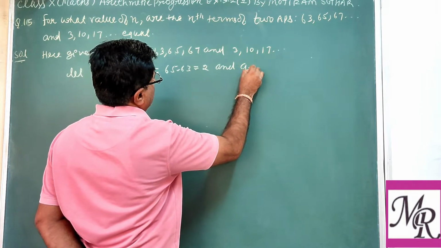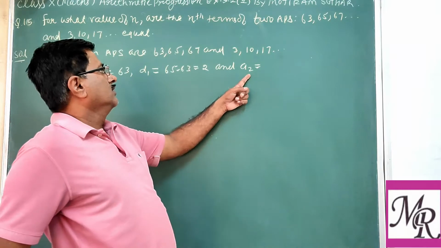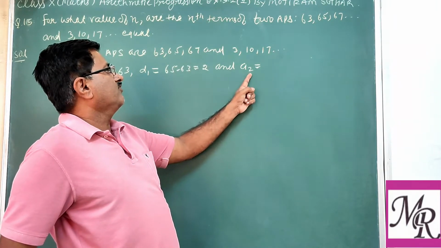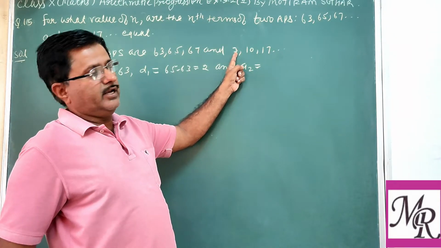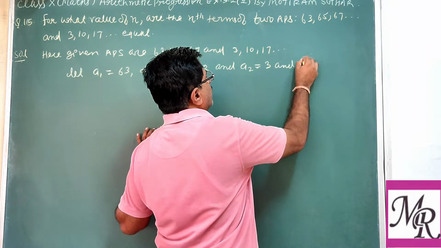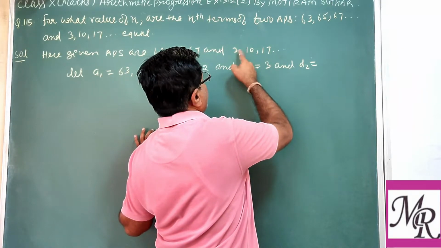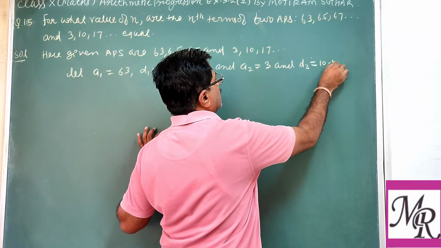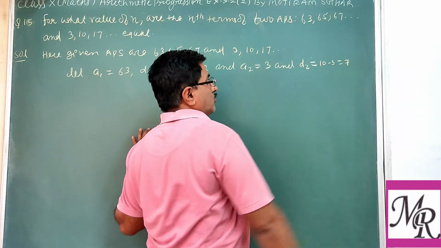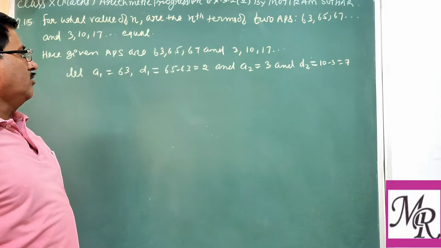And the first term of the second AP, that is A2, we can say. A2 does not mean the second term, A2 means the first term of the second AP, that is 3. And the common difference of the second AP, that is D2, is 10 minus 3, that is 7. So we get the first term and common difference of both the APs.